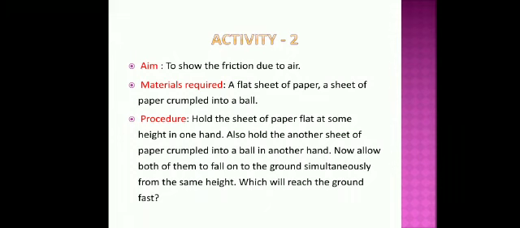Activity 2. Aim: to show the friction due to air. Materials required: a flat sheet of paper, a sheet of paper crumpled into a ball. Procedure: hold the sheet of paper flat at some height in one hand. Also hold another sheet of paper crumpled into a ball in the other hand. Now allow both of them to fall onto the ground simultaneously from the same height. Which will reach the ground first? After doing this activity, note down your observation.